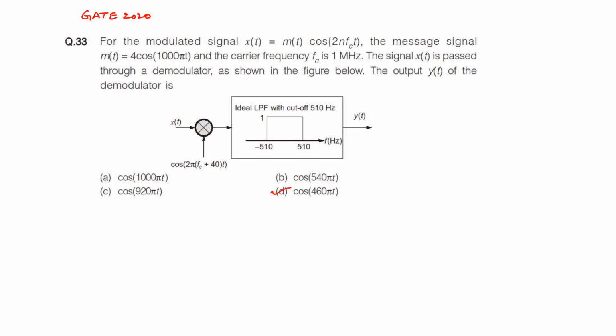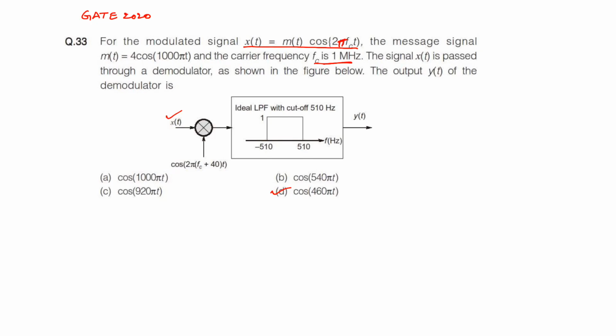The given information means the modulated signal x of t is given. x of t is m of t into cos 2 pi fc t. The message signal m of t is 4 cos 1000 pi t. The carrier frequency is given as 1 MHz. These are the given parameters.